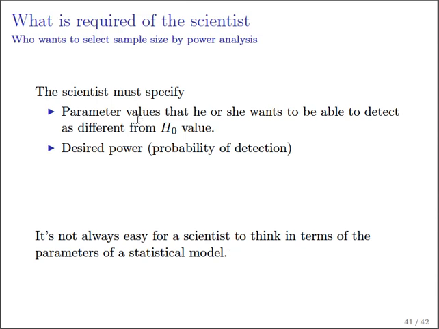But in order to select interesting parameter values, the scientist has to think about the statistical model. The person from the outside world has to come into the clean room, and that's pretty tough. And then of course there's the second step of how do you do the calculation, which sometimes requires some high school algebra, sometimes you can do it by writing code, but it's generally easier to carry out the power analysis once you know what you're looking for than it is to actually decide what you want to be able to detect.